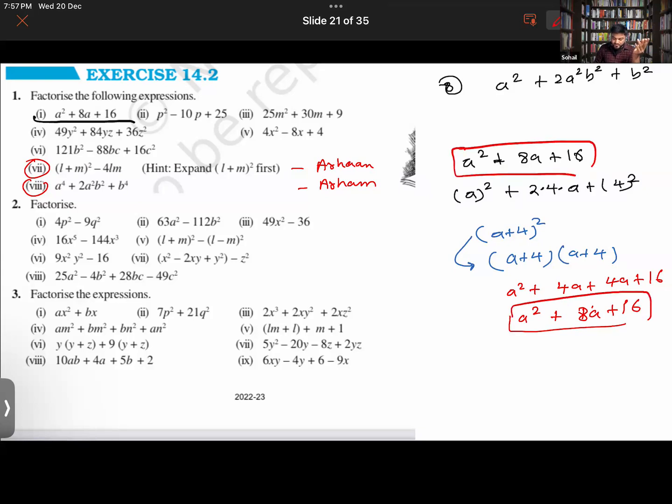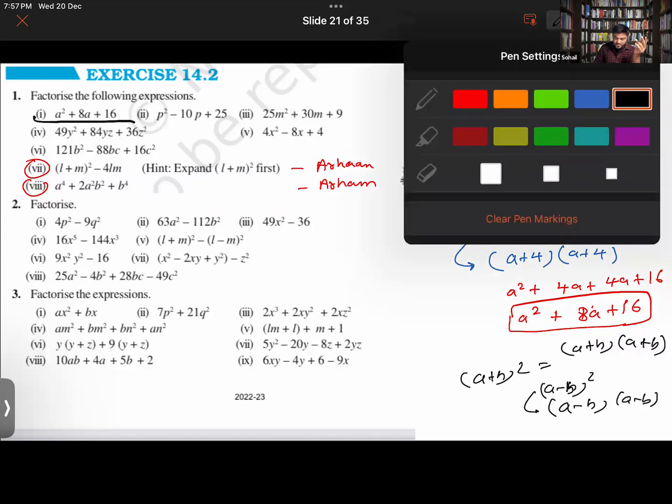So factors are basically what? When you multiply the given factors, you get the same expression back. So you can check your answer in this manner also. Whether it be in the format of a plus b whole square, or a minus b whole square, you will simply expand it like this: a plus b into a plus b. If you have sufficient time in the exam, you can check it like that: a minus b into a minus b. Okay, hope that is clear.